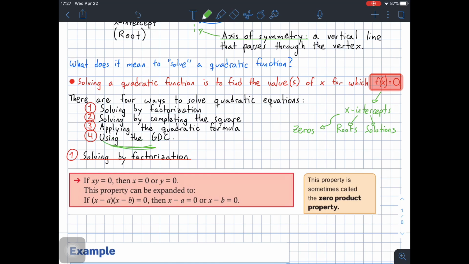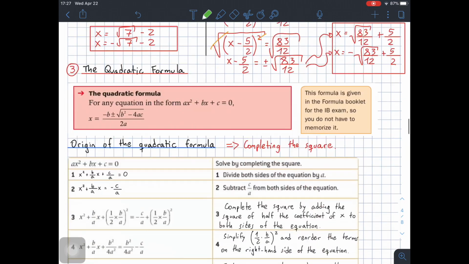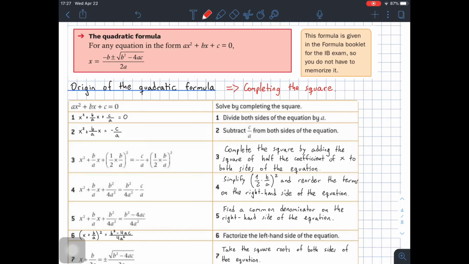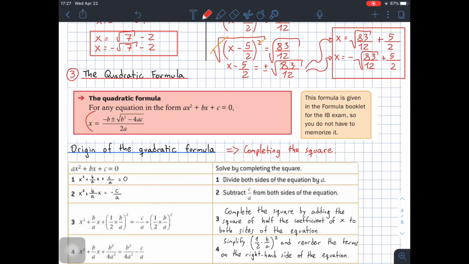Okay, so let's go to the first problem, but before doing a problem about the quadratic formula, let's talk a little bit about the origin of the quadratic formula. Have you ever wondered where this formula, the famous quadratic formula, comes from? Minus b plus or minus the square root of b squared minus 4ac over 2a. You have always been taught about this formula, but maybe you've never seen where it comes from.